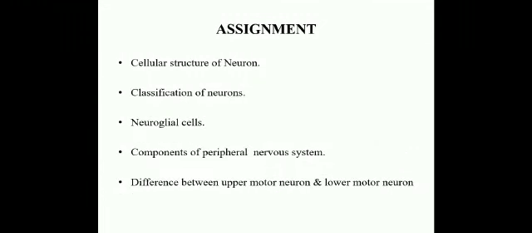So, now the questions for assignment: cellular structure of neuron, classification of neurons, neuroglial cells, the components of peripheral nervous system, the difference between upper motor neurons and the lower motor neurons.